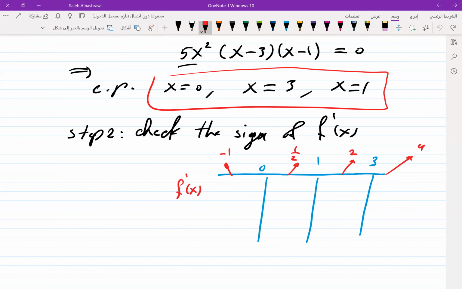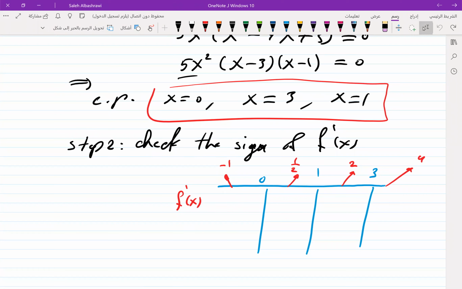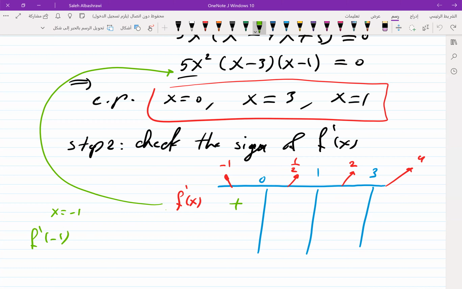Now, if x equal to minus 1, let's go to the derivative, to this one. Replace x by minus 1. Will it be positive or negative? This 5 multiplied by 1, minus 1 with minus 3 is minus 4 times minus 2. I will have positive sign. Less than 0, it is positive. We find f prime of minus 1. You will have positive number.